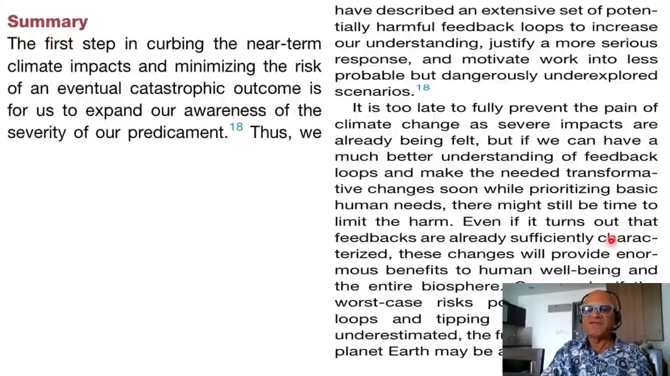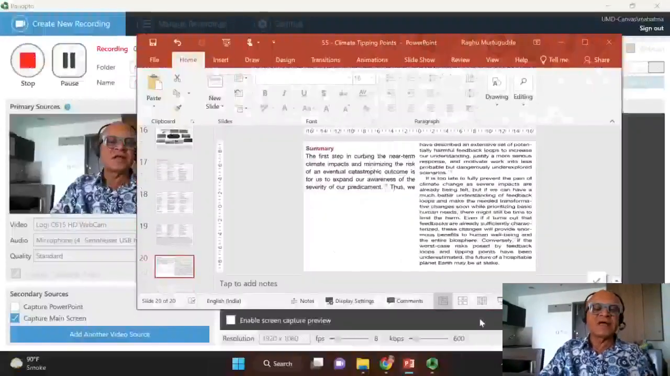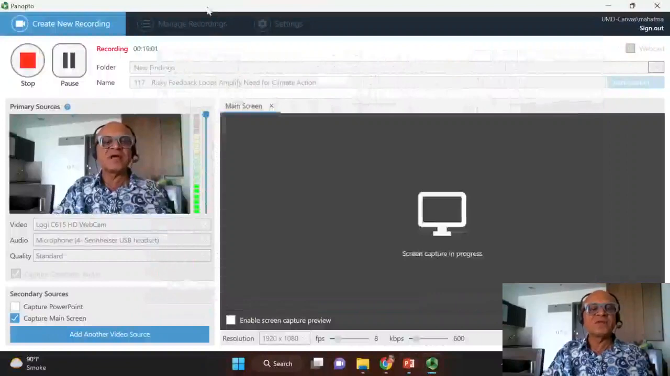Even if it turns out that feedbacks are already sufficiently characterized, these changes will provide enormous benefits to human well-being and the entire biosphere. Nature restoration is a co-benefit. Conversely, if the worst-case risks proposed by feedback loops and tipping points have been underestimated, the future of a hospitable planet Earth may be at stake. So this is the same group that works on tipping points, as I said, and I have raised some issues about that elsewhere, but in this context the focus is on the feedback loops, and these are important feedback loops.